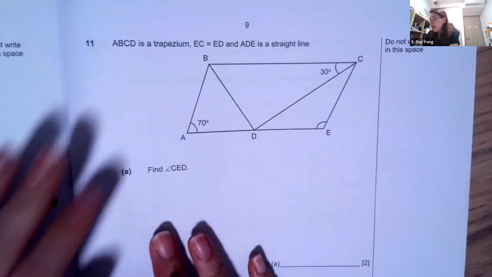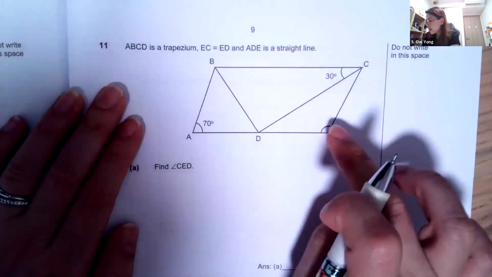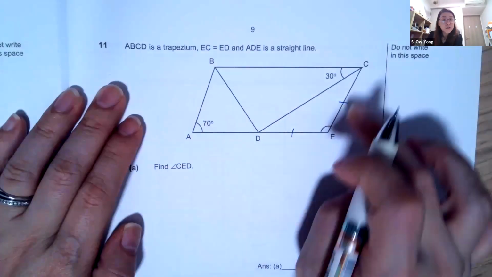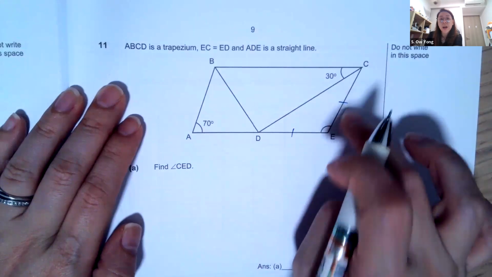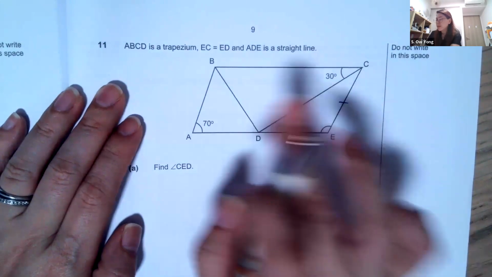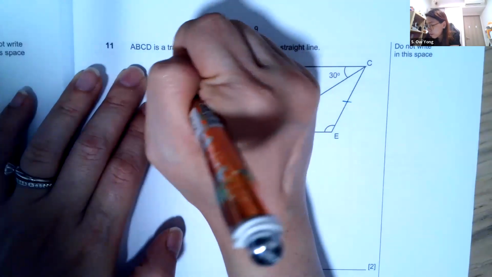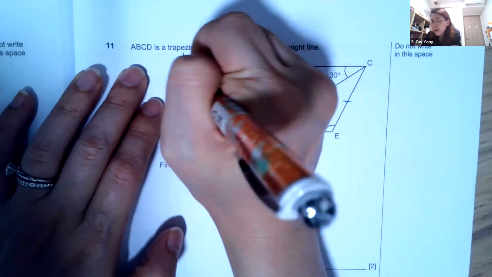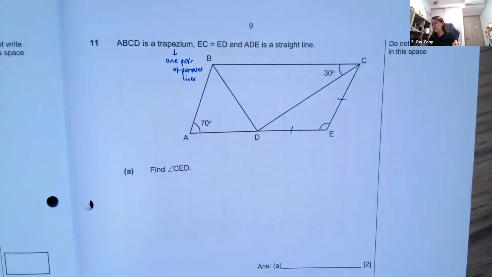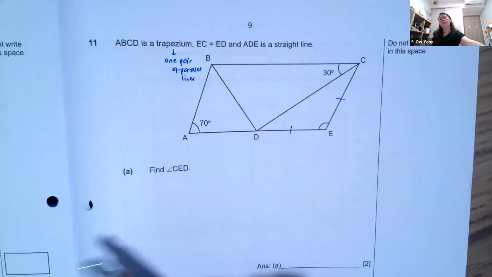Question 11. ABCD is a trapezium. EC and ED are the same. So I already put a stroke to tell you they are the same. ADE is a straight line. So you see, a trapezium has only 1 pair of parallel lines. And this is very important. When we talk about trapezium, you need to identify which is the 1 pair of parallel lines.